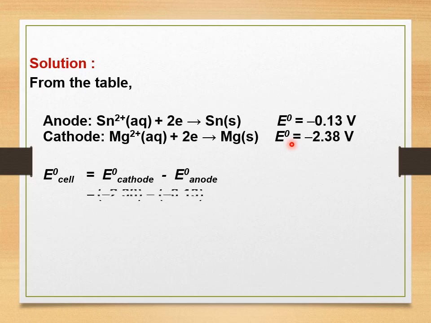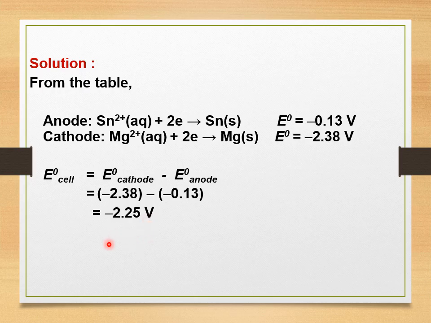What happened is, this one we use this formula. So if you use this formula, you don't need to reverse. I like to use the formula E naught cell equals E naught ox plus E naught red. So I would do 0.13 minus 2.38. So you just add the values here. But for this formula, you just add in the ones that you take from the table. So cathode would be this one, negative 2.38 minus negative 0.13, and the answer would be negative 2.25 volts.